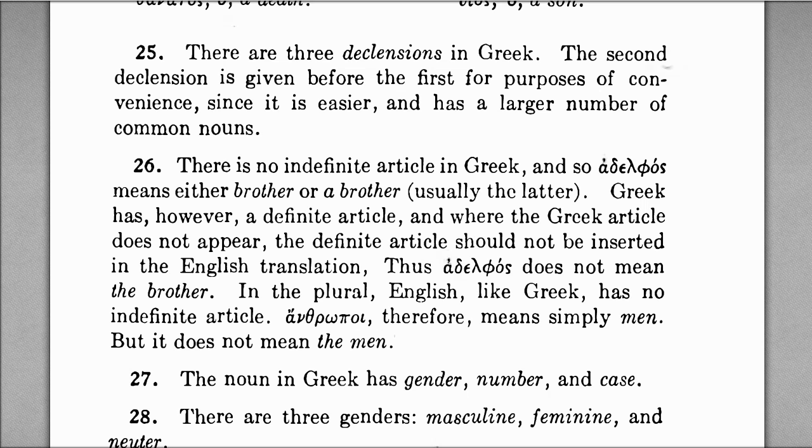Paragraph 26. There is no indefinite article in Greek. So, adelphos means either brother or a brother. Usually the latter. Greek has, however, a definite article, and where the Greek article does not appear, the definite article should not be inserted into the English translation. Thus, adelphos does not mean the brother. In the plural, English, like Greek, has no indefinite article. Anthropoi therefore simply means men. It does not mean the men.